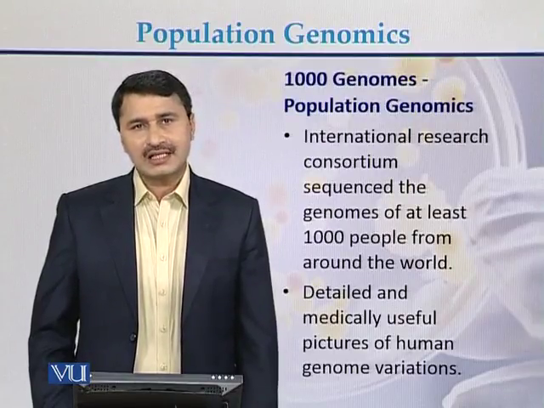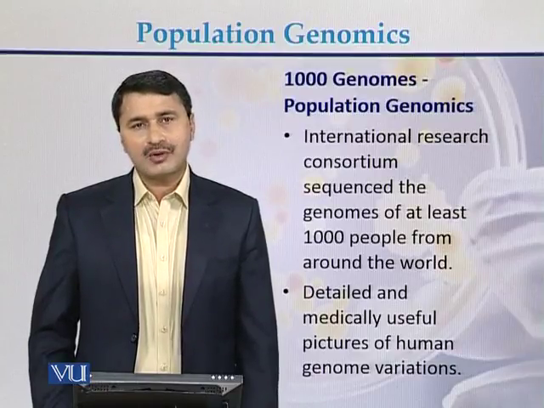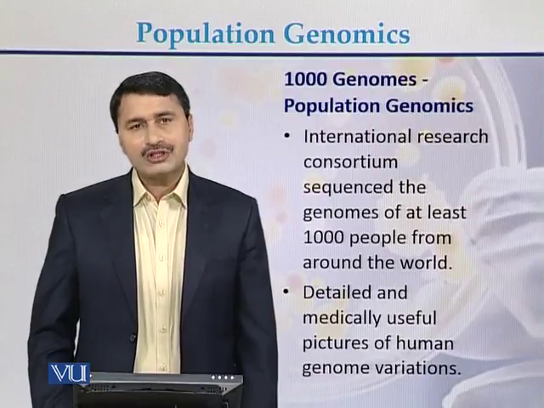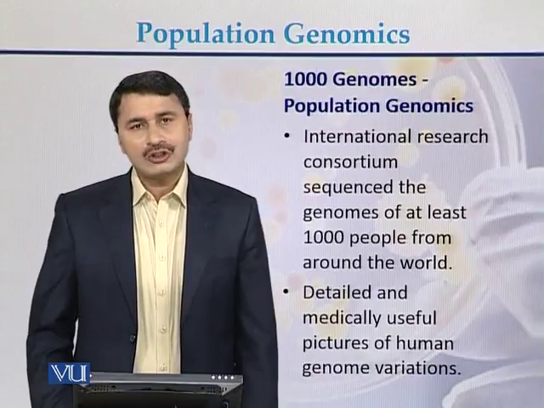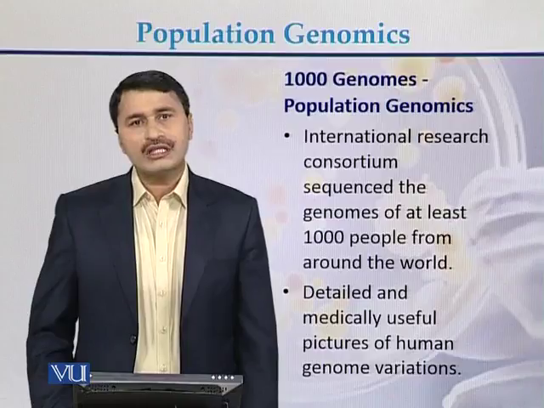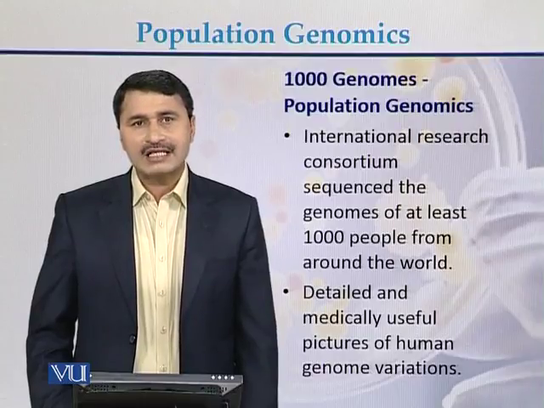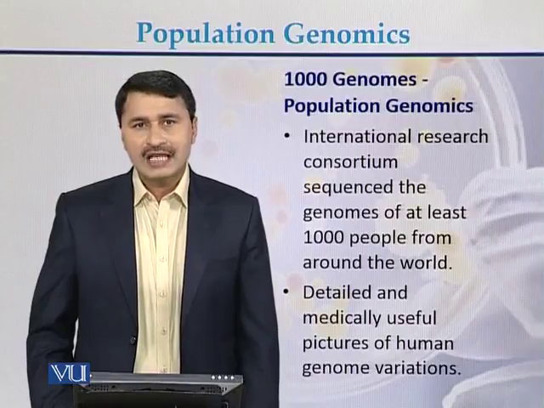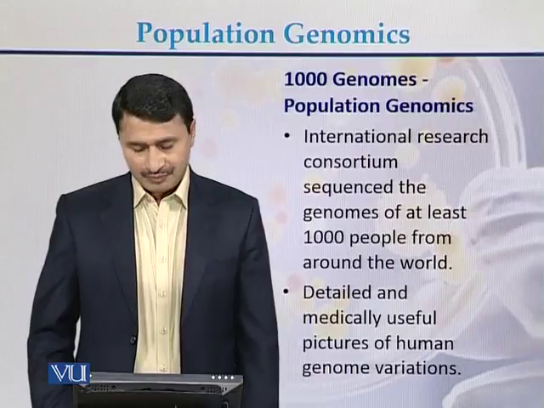There are two best examples of population genomics. One of the best examples of population genomics is 1000 genomes. 1000 genomes was actually a project in which the genomes of 1000 individuals were sequenced to determine the variation at the DNA level between 1000 individuals. That is the reason it is called 1000 genomes.